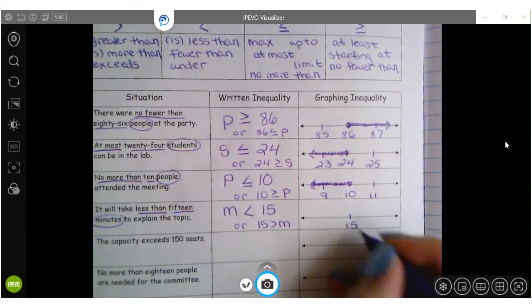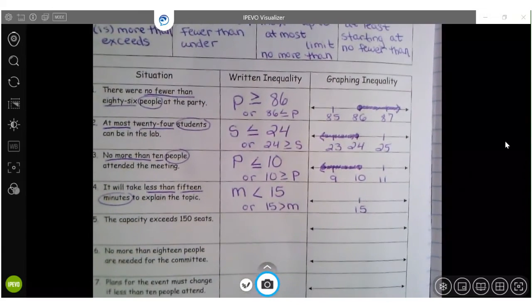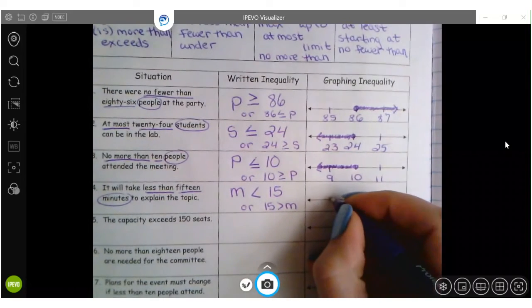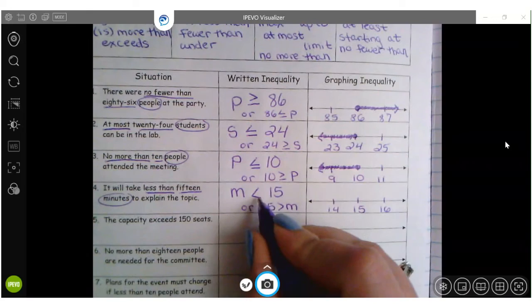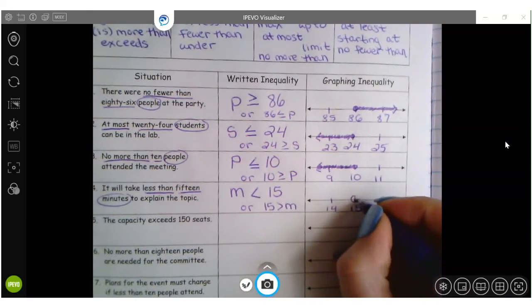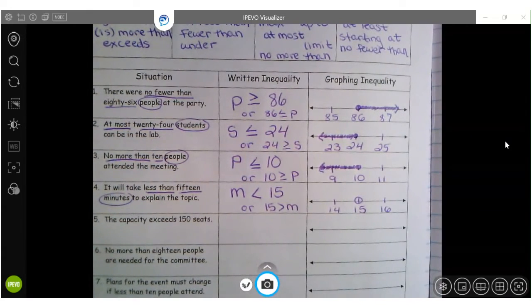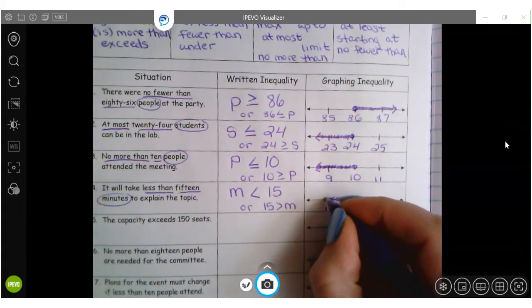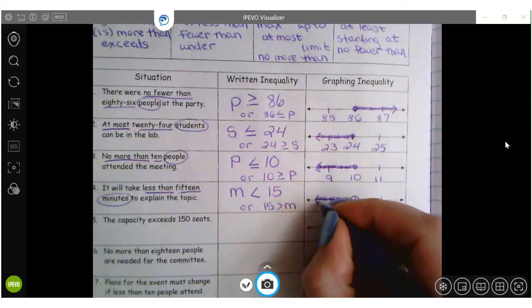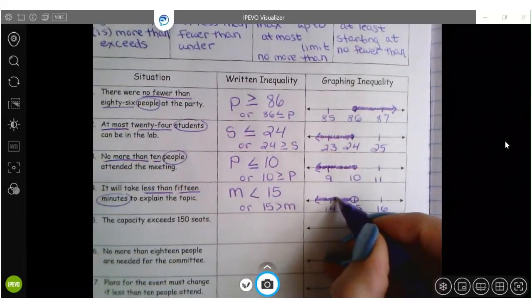15 is what I'm comparing to my variable, so I put it in the middle, a number on either side, so 14, 16. This is now going to be an open circle because there's no line under that, and the values that are less than 15 would be to the left. Remember, left is less, right is greater.